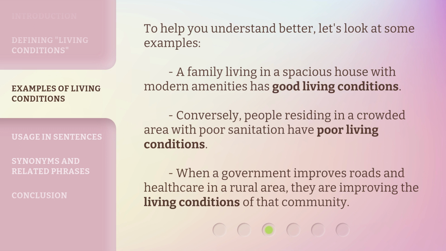To help you understand better, let's look at some examples. A family living in a spacious house with modern amenities has good living conditions. Conversely, people residing in a crowded area with poor sanitation have poor living conditions. When a government improves roads and healthcare in a rural area, they are improving the living conditions of that community.